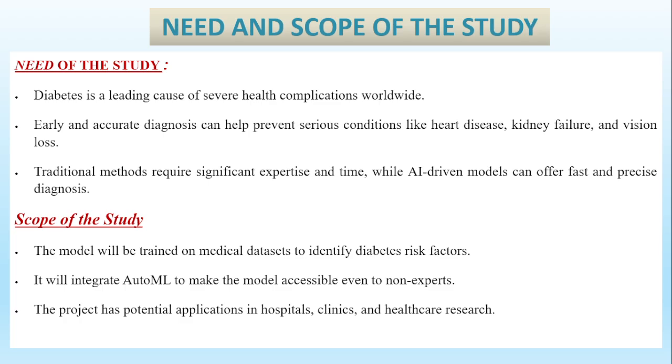Diabetes is a leading cause of severe health complications worldwide. Early and accurate diagnosis can help to prevent serious conditions like heart disease, kidney failure and vision loss. Traditional methods are also available, but traditional methods require significant expertise and time, while an AI-driven model can offer fast and precise diagnosis.